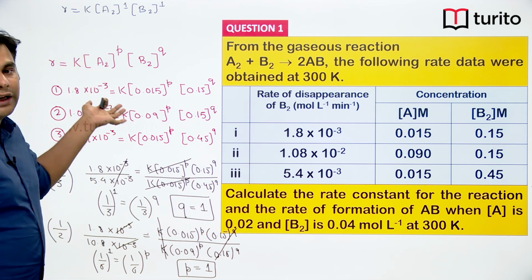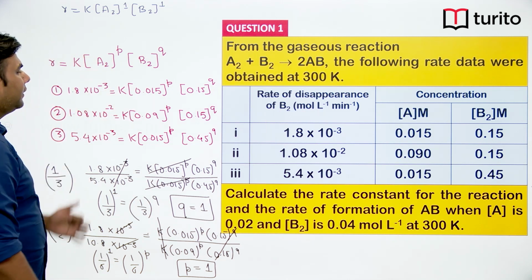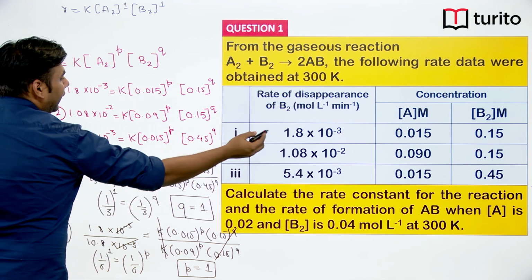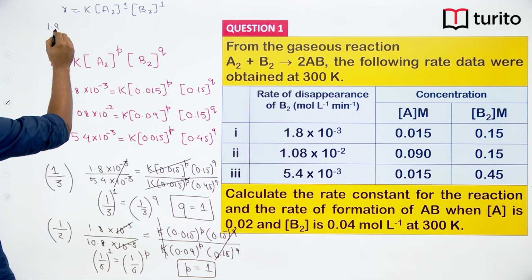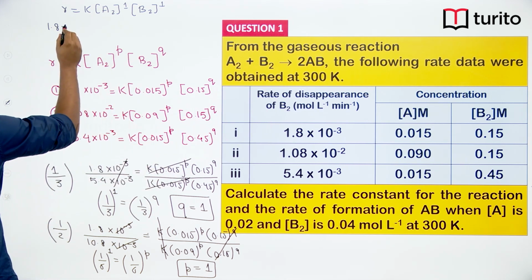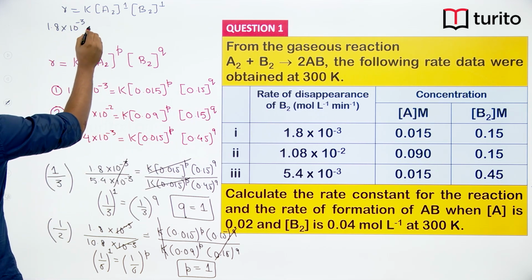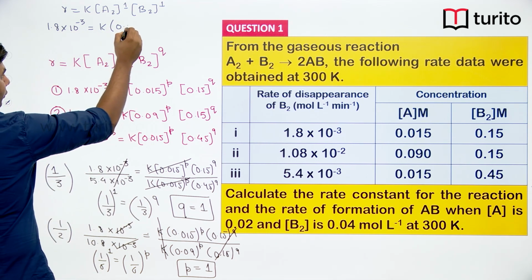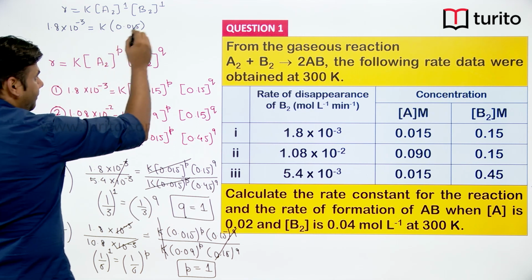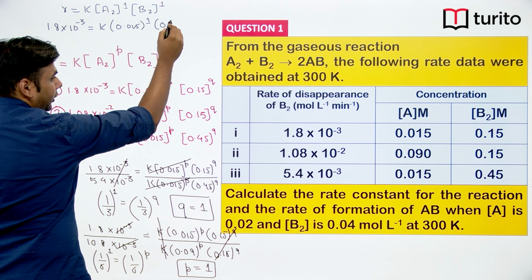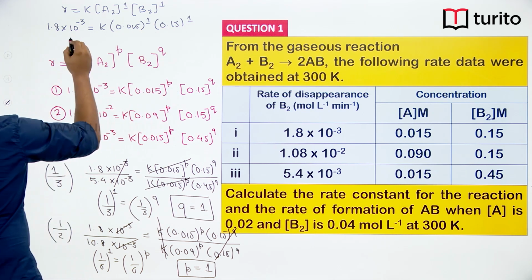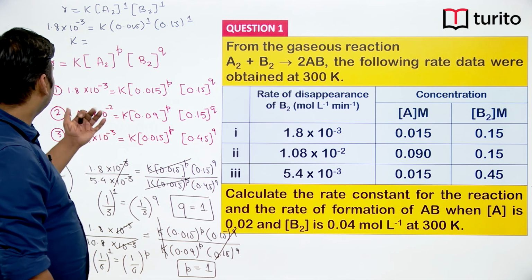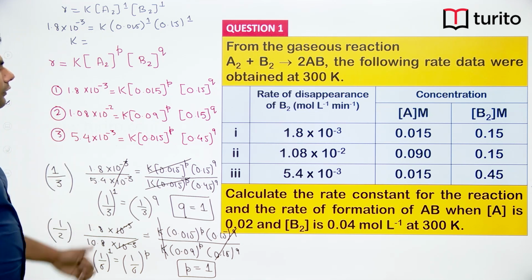Okay. Now the question says calculate the rate constant for the reaction. Now because we have already calculated the order of the reaction, we will use any of the data to calculate the value of K. So suppose we take the value given in data 1. So this is basically 1.8 into 10 raised to minus 3. This will be equal to K into concentration of A2 is 0.015 raised to power 1 into concentration of B2 is 0.15 raised to power 1. So we can find out the value of rate constant. Okay, so this is very simple concept. So we will get the value of rate constant.